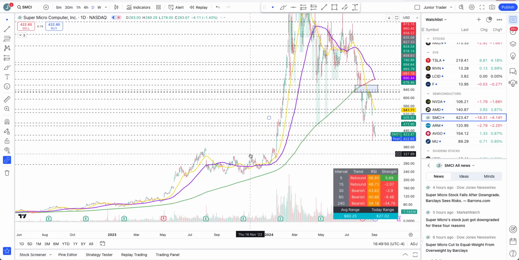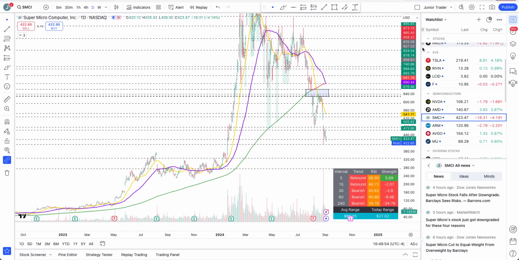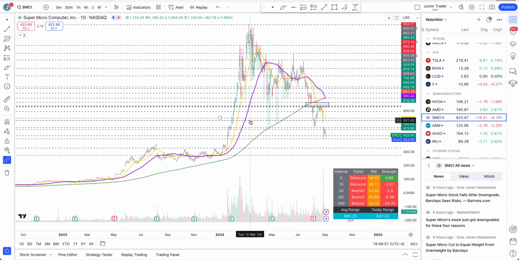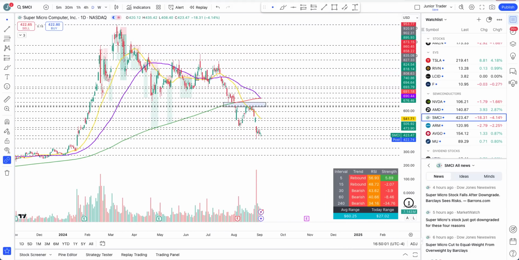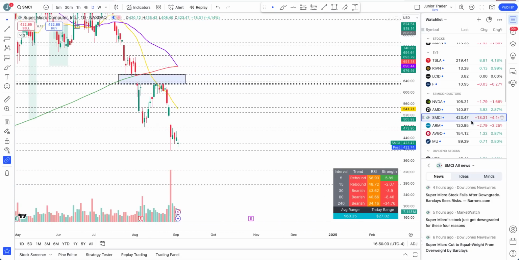Well, where's the level though? Next level, right? That will be 327. Let's see if price holds there. But yeah, this thing is broken up. Kaboom. All right, that's SMCI.